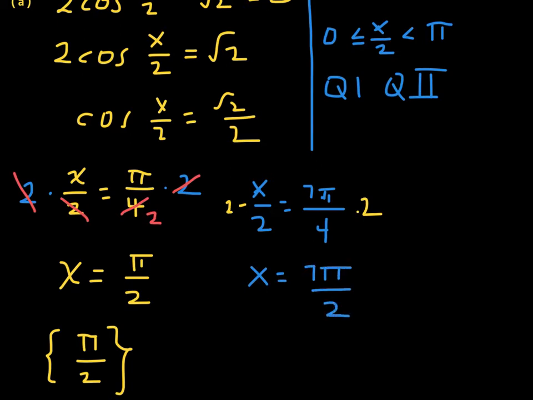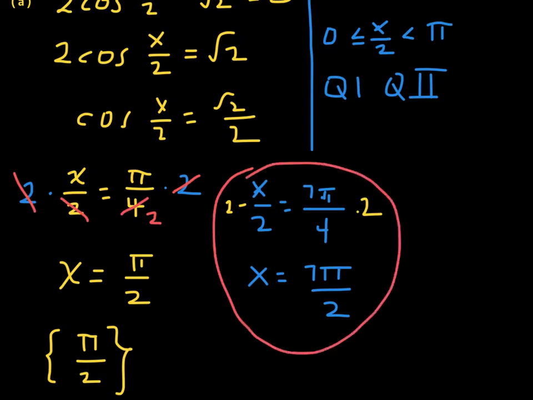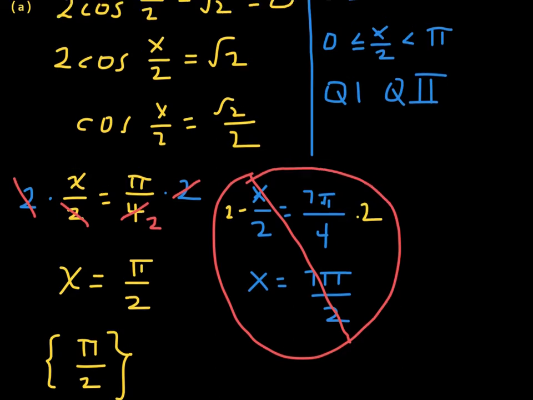The problem is this proposed solution is not between 0 and 2 pi. This solution is greater than 2 pi, so this is outside the range, right? So all of this is invalid, which is why I took you down this road over here.